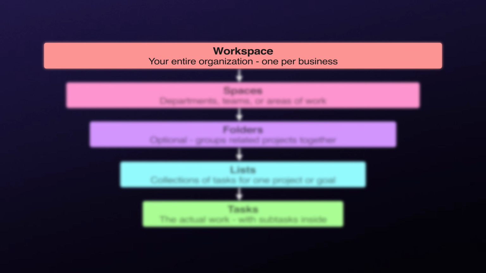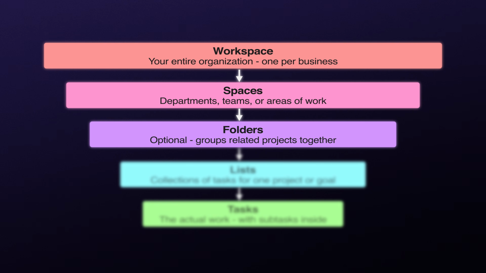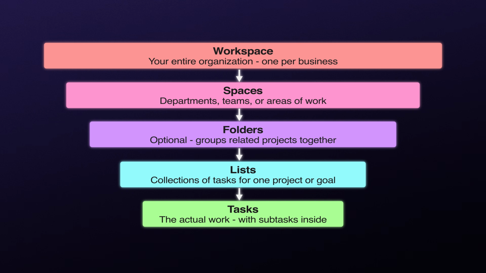The analogy I find most helpful: imagine you're packing a suitcase for a trip. Your workspace is the suitcase. It holds everything. Your spaces are packing cubes. Folders are the bags inside each cube. Lists are the small cases inside those bags. And tasks are the individual items you packed. Everything has a place. That is the whole point of the hierarchy.